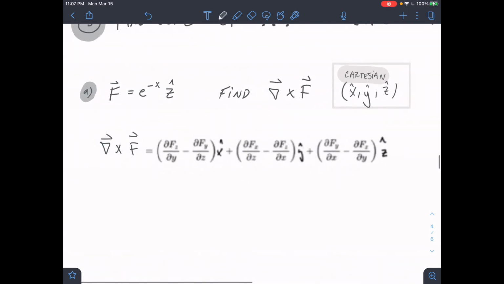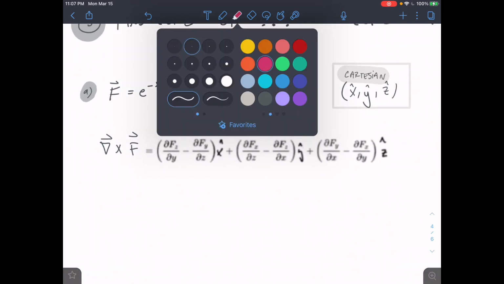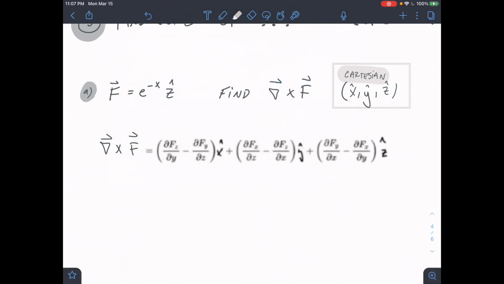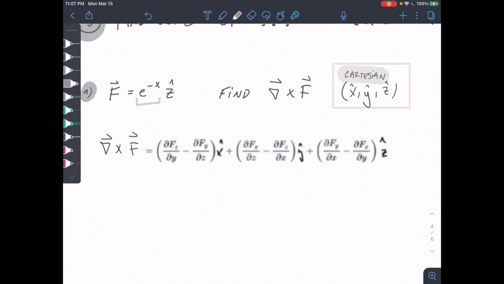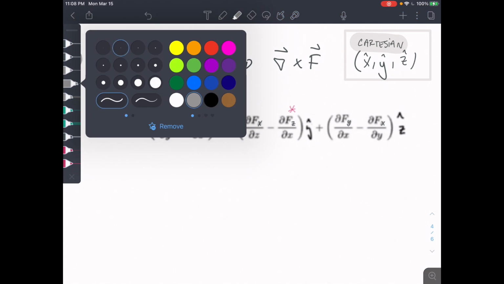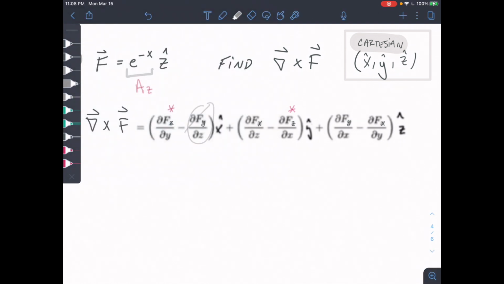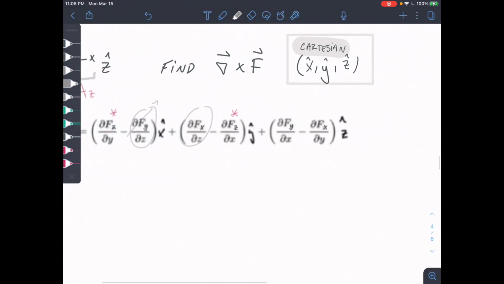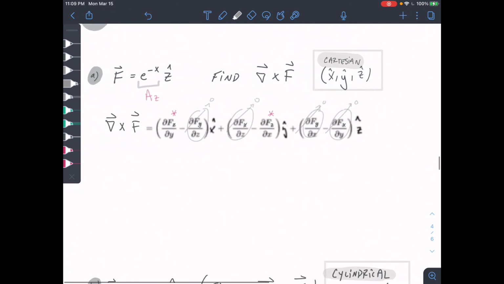So let's see what we have here. We only have a z component, which means these pieces are going to cancel, because we don't have a magnitude in front of an x hat or a magnitude in front of a y hat, so we don't have these. They're going to go to 0. Let's plug in and solve for the pieces that we do have.